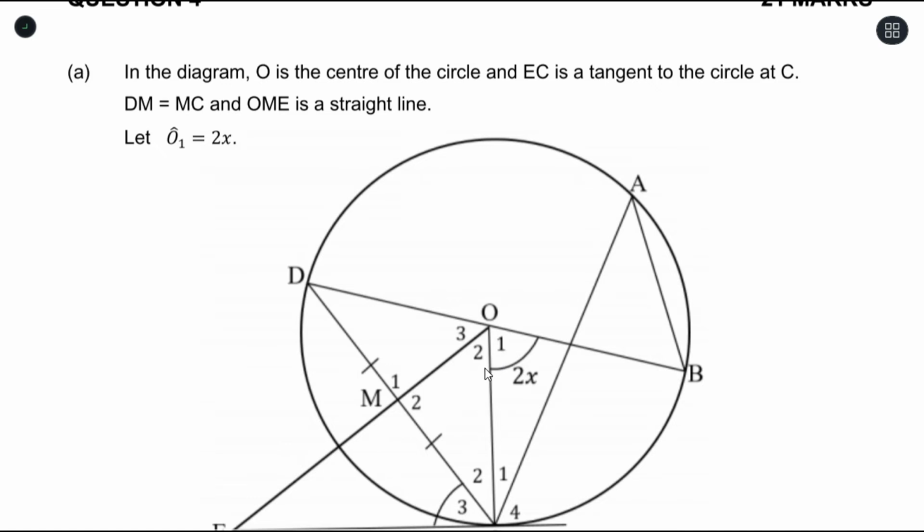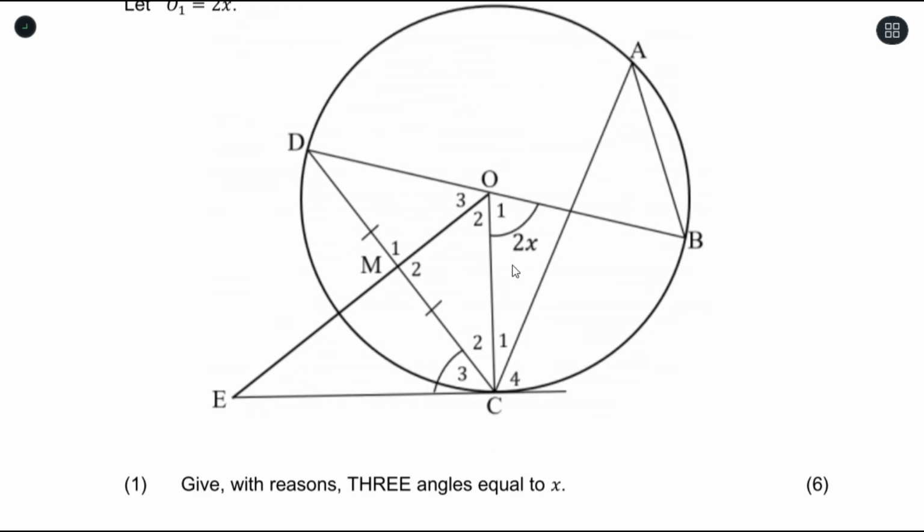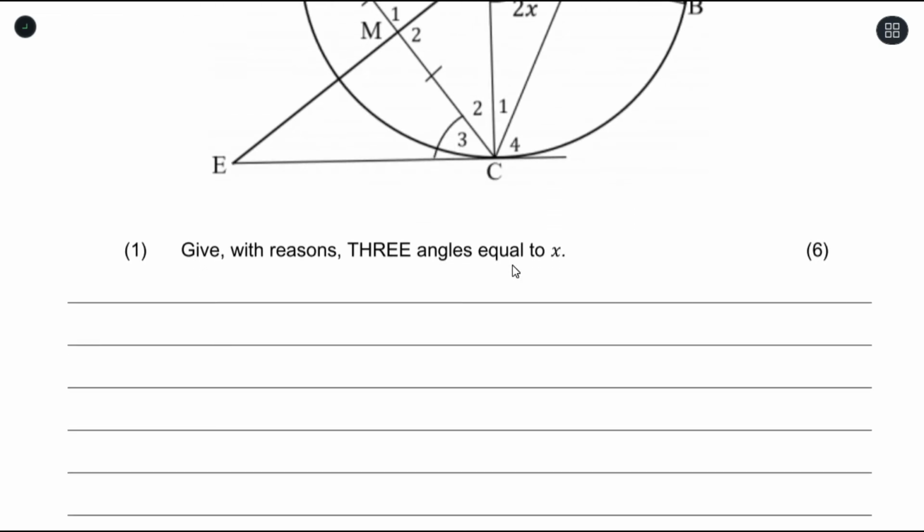A couple of important pieces of information. We're told that DM is equal to MC. That will come in handy. We're told that the line EC is a tangent. And that is more or less it. Every other thing is visible on our diagram. Okay, so let's get into the first question. It says, give with reasons 3 angles that are equal to x.